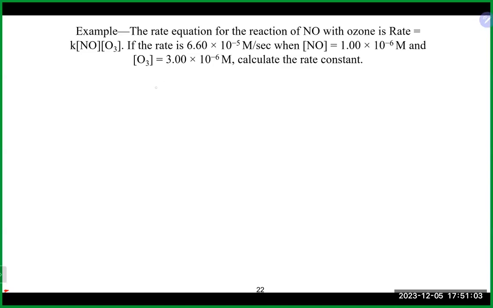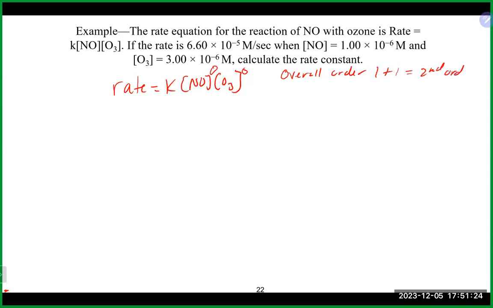Okay, so let's take a look at this one. We obviously have the rate law already given to us here, which is the rate is equal to k, NO, and O3. Again, if nothing is written there, it is assumed that the orders are 1 for each of those. So the overall order here would actually be second order by just adding those together. Gives us our overall order of the reaction.